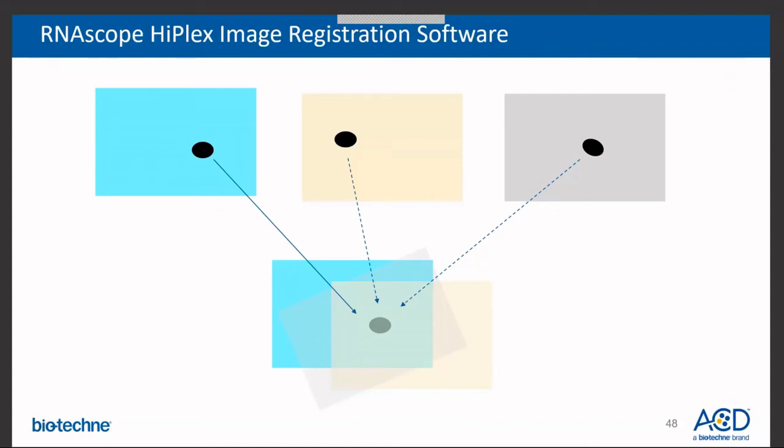So for instance, if we decide that the cyan image here is our reference image, the HiPlex registration software is going to transform these other two panels such that now the nuclei are overlaid on top of each other. The software can align images that are only 70% overlapping, although you really want the most overlap possible because non-overlapping edges outside of this Venn diagram will be cropped away.